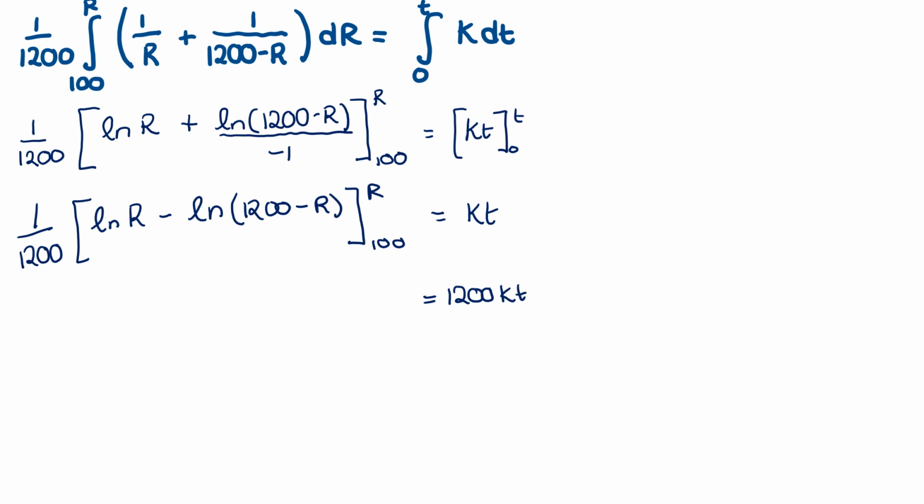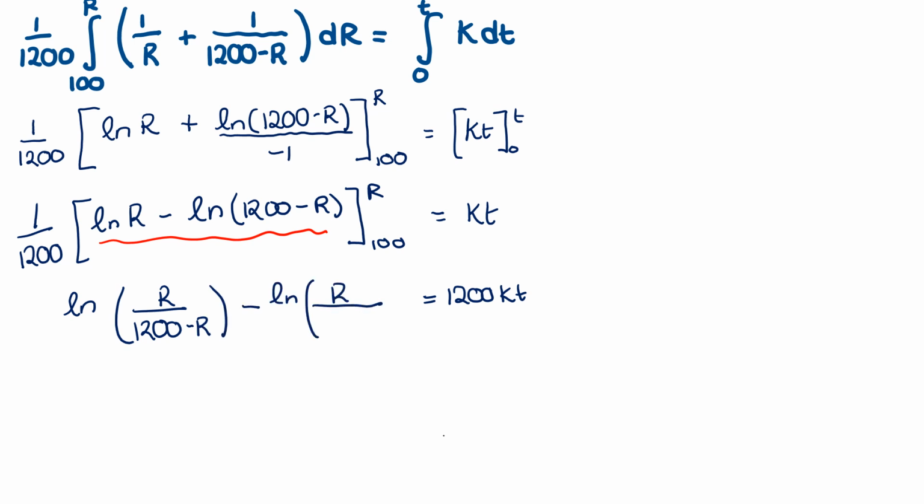And as well as evaluating, I can tidy this left-hand side up using our laws of log. So we're subtracting them, so that is ln or divided by 1200 minus or. So that's what we have. Let me just clean that up a bit. 1200 minus or, and then we're evaluating that between or and 100. So I'm subbing in, instead of or this time, I'm subbing in 100.